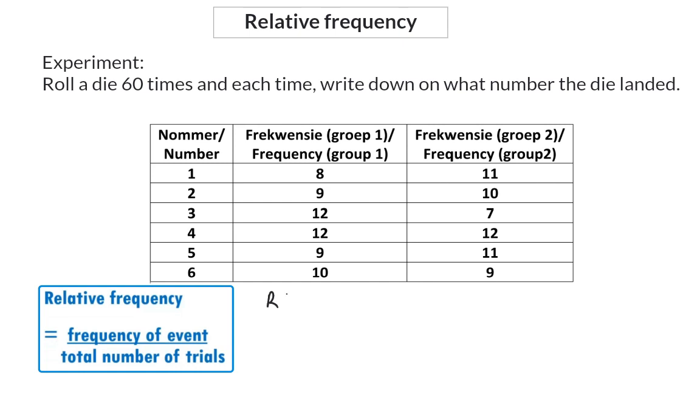The relative frequency to land on a 5 for group 1 was 9 out of the total number of trials, which was 60. And for group 2, this relative frequency to land on 5 was 11 out of the total of 60 trials. Writing these in decimal form will be 0.15 and 0.18. The bigger the number of trials, or the more times you repeat the experiment, the closer the relative frequencies will be to each other.